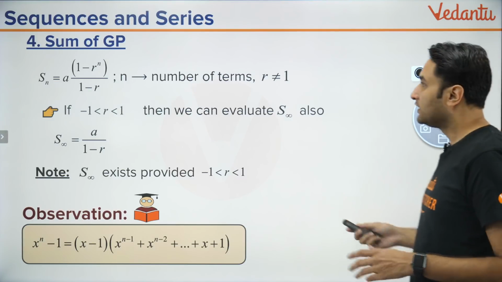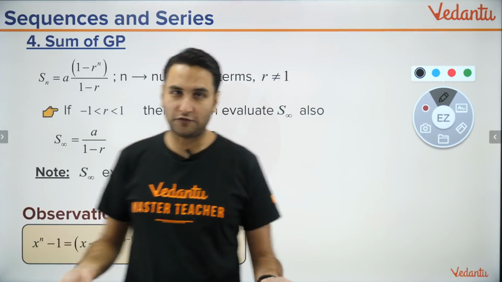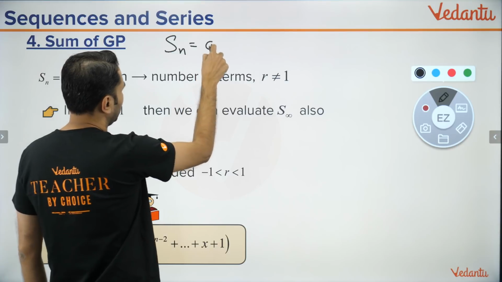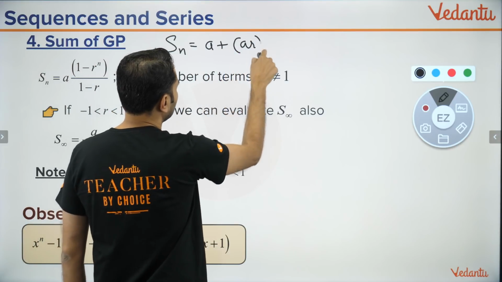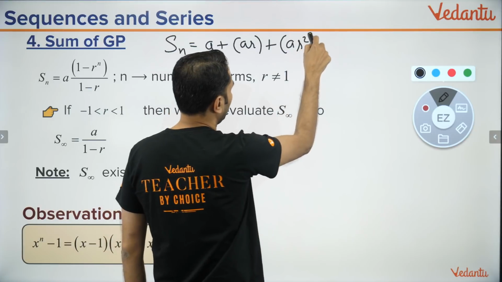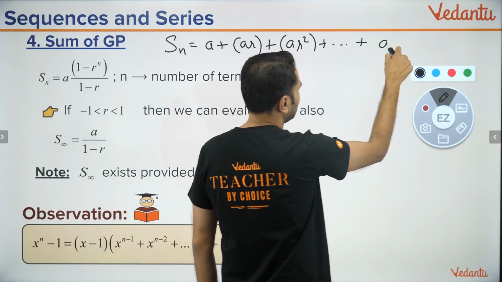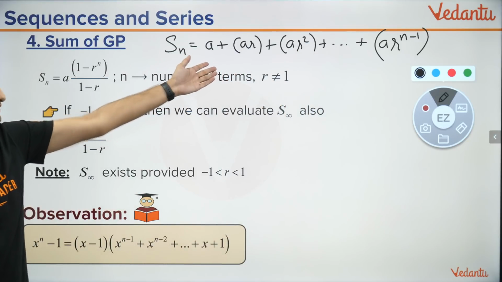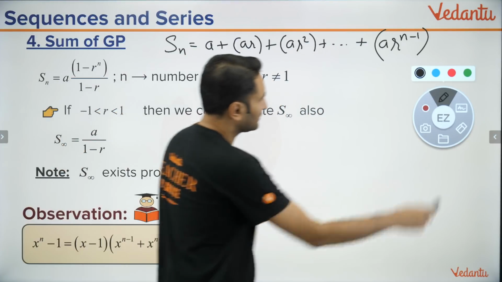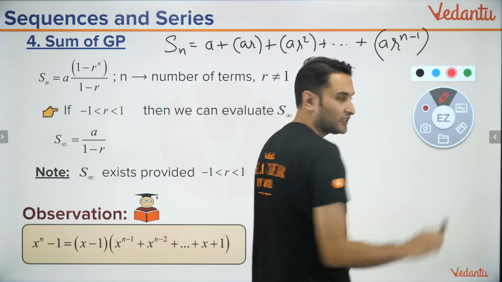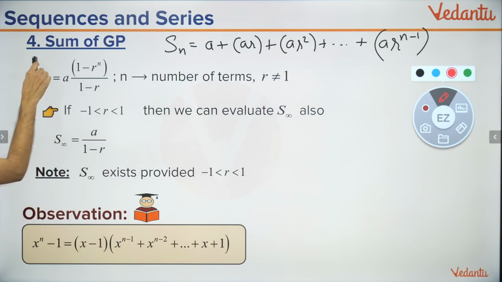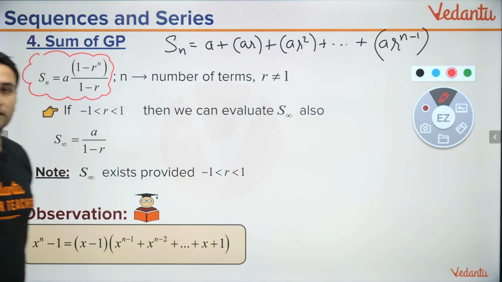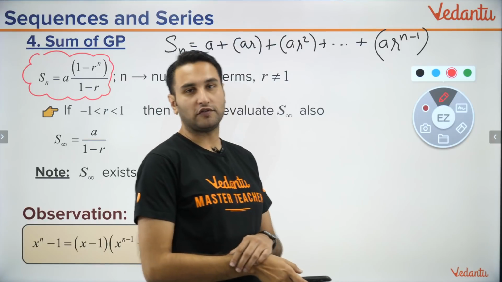Quickly. Simple, man. Summation of GP everyone knows. Do you know the formula? What is the formula? Sn is equal to A plus AR plus AR square plus up to AR raised to power n minus 1. This you read in your class 11th, that its formula is this. Nothing special here. All of you know that this is the formula. A into 1 minus r raised to power n upon 1 minus r.